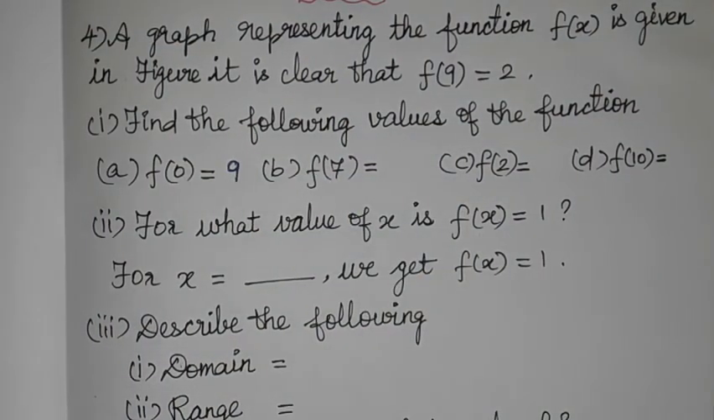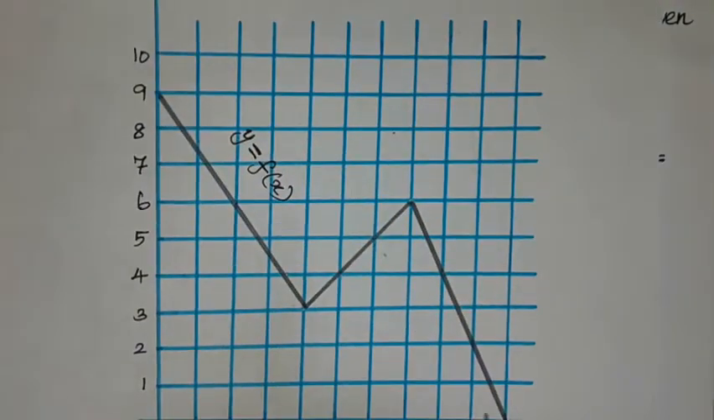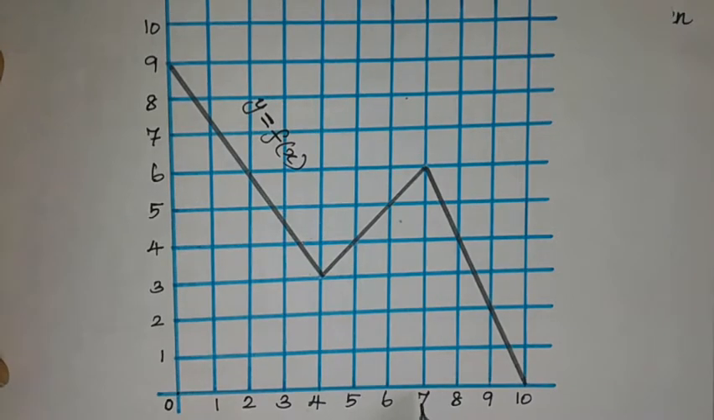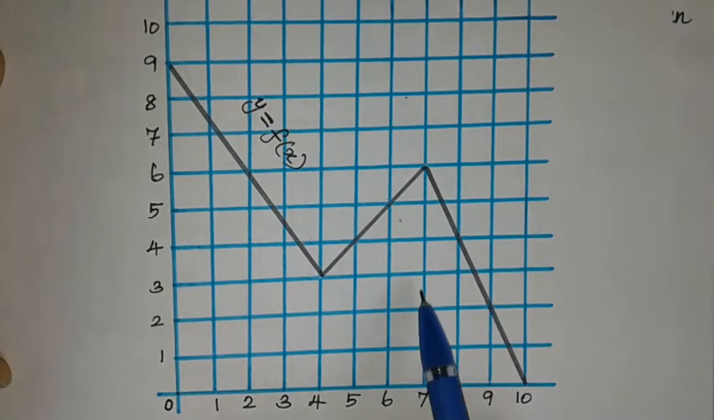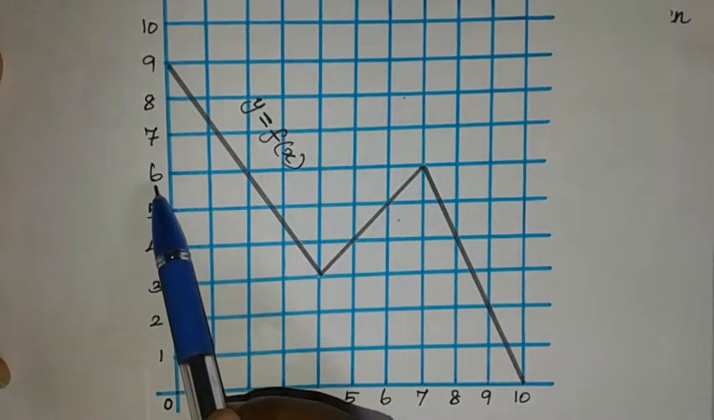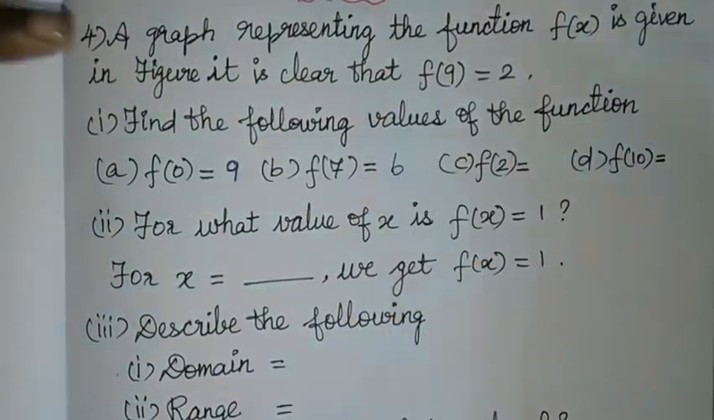Okay, then f of 7 is equal to, students, let's see, where is that 7? Here is that 7. From this 7, where it coincides, this graph coincides at this point. At this point, what is the value of f of x? Which is 6. So f of 7 is equal to 6.